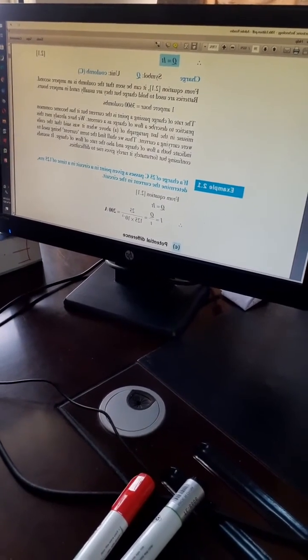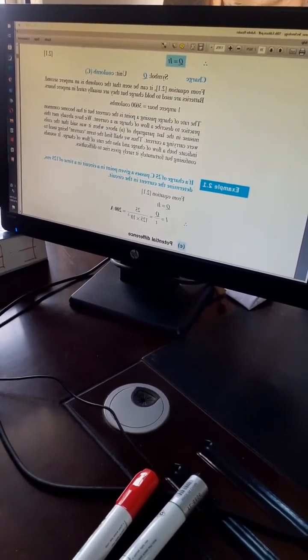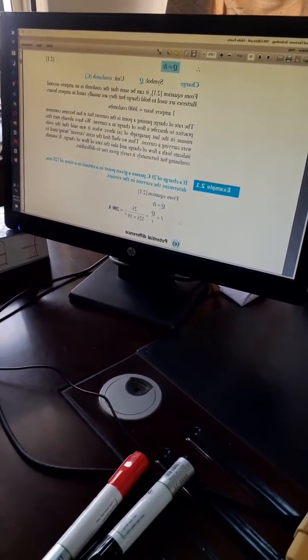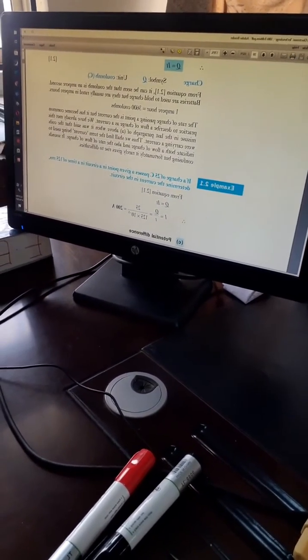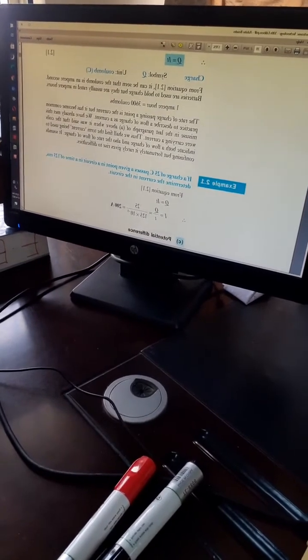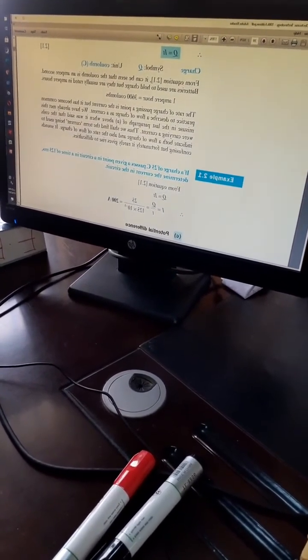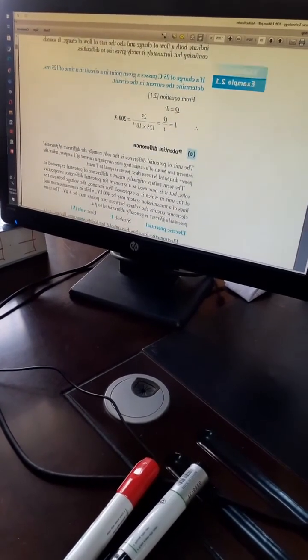Giving an example there: if 25 coulomb passes a given point in a circuit in a time of 125 milliseconds, determine the current in the circuit. Please, you have been given the charge and the time. Too simple, you can do it on your own.